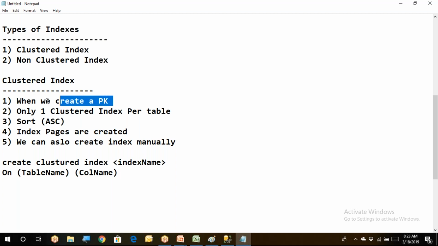For example, I don't have a primary key, so that means the table does not have any kind of index. People may ask you, I did not create any primary key, but I would like to create a clustered index manually. Is there any syntax? The answer is yes. You can go for create clustered index, index name, on the table name, and the column. So it is going to create an index, but I don't have a primary key. Primary key means it is going to verify duplicates. That's it, nothing else.